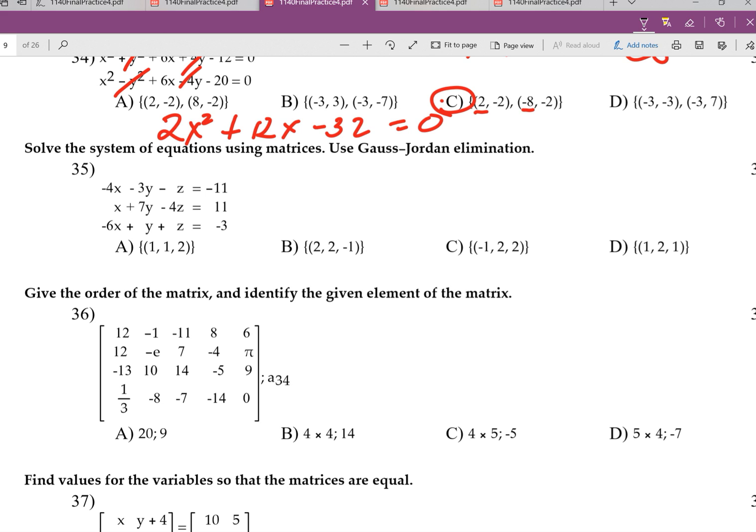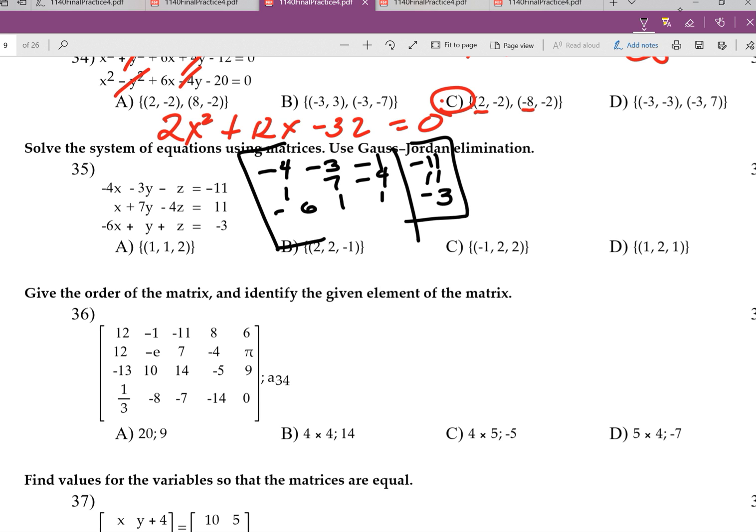Okay. So we start with our augmented matrix. So negative 4, negative 3, negative 1, and that's our answer, negative 11. All right. We want 1, 7, negative 4, 11. Negative 6, 1, 1, negative 3. And so we want to start with a 1 here, because remember our ultimate goal would be nice if we could get it to this type of format, and so this would be answer choice X, Y, Z respectively, right?